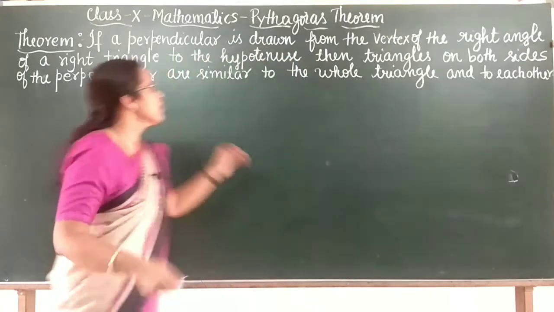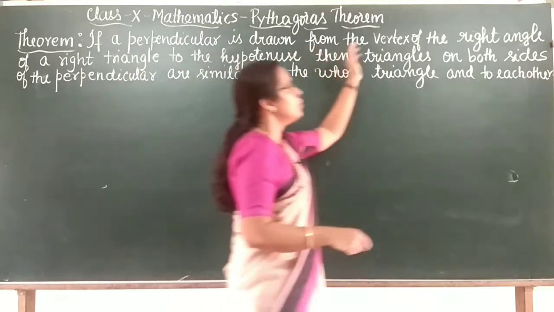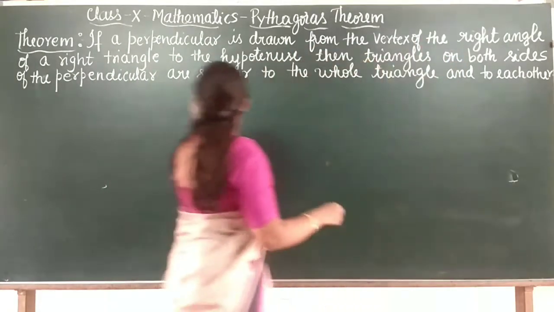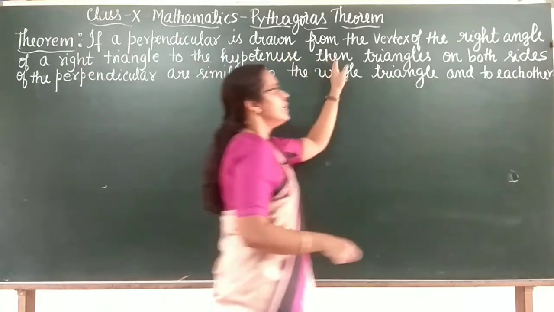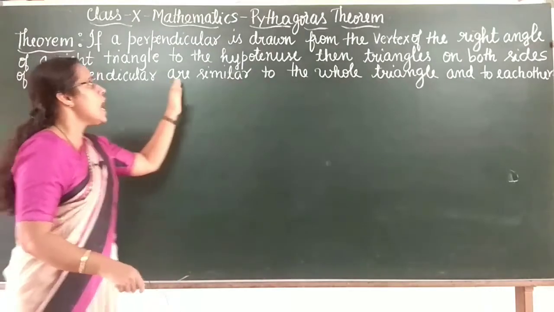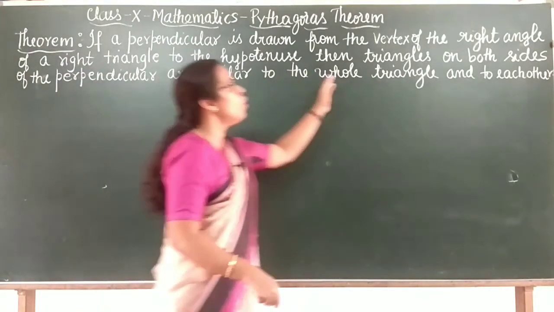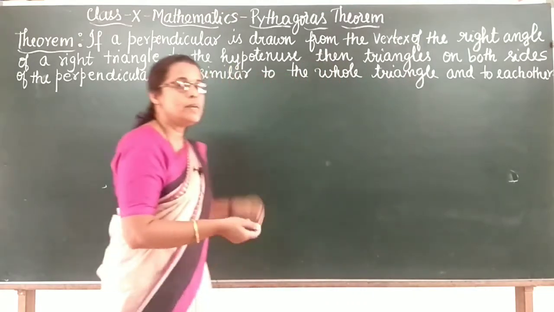Okay children, see here, if a perpendicular is drawn from the vertex of the right angle of a right triangle to the hypotenuse, then the triangles on both sides of the perpendicular are similar to the whole triangle and to each other. Okay, so what is the meaning of this?